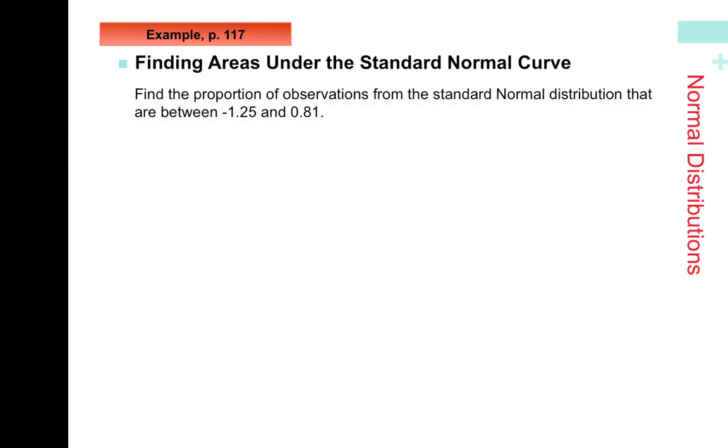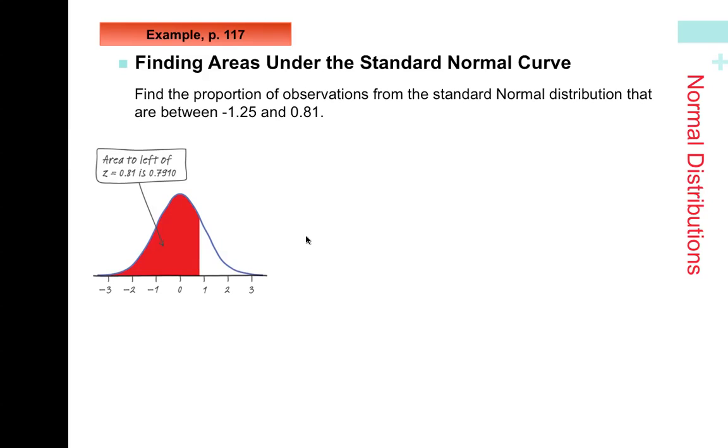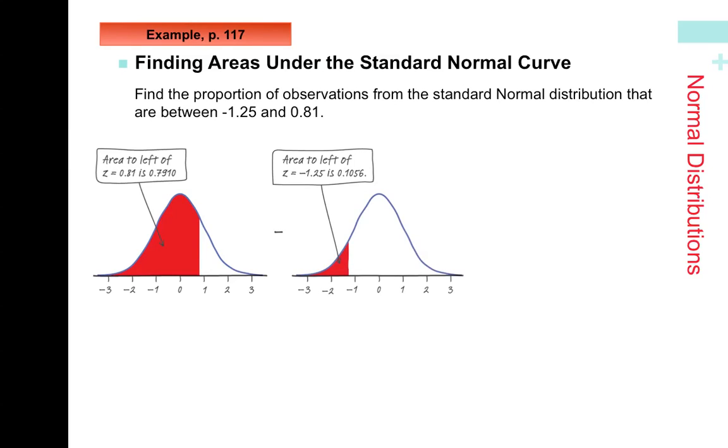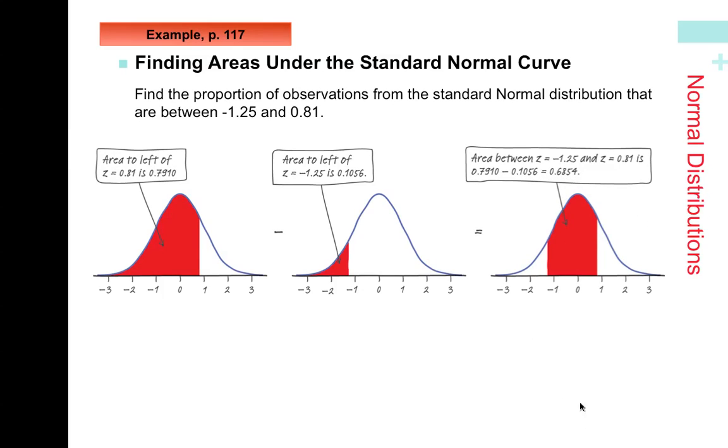So let us find some areas under the standard normal curve. Couple examples. Here we want the proportion of observations from our standard normal distribution that are between negative 1.25 and 0.81. If we look up in the table, as we just did, the area that corresponds to 0.81 is 0.7910. For the area to the left of negative 1.25, the sign is not important since this bell curve is symmetric, so we look up 1.25 and find the area is 0.1056. To find the area between these two, we subtract. We take the big area minus the little area, and that gives us this picture, which is 0.6854.